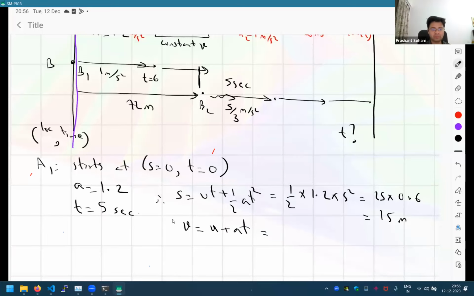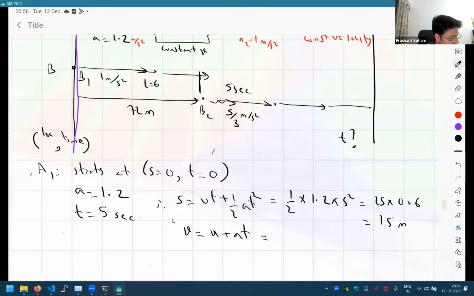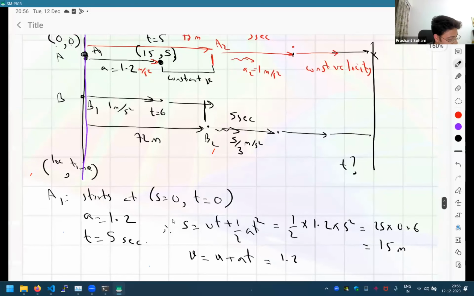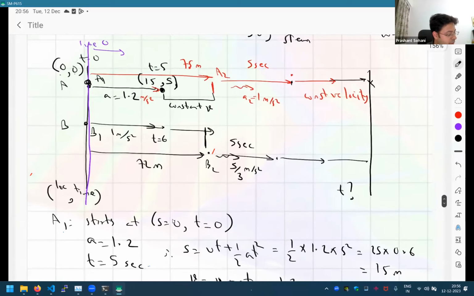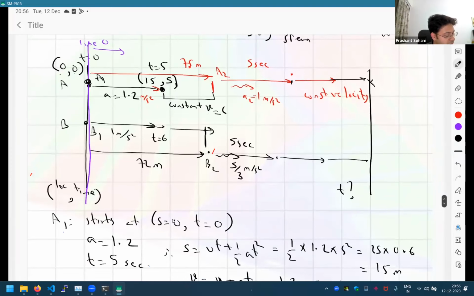So actually, I find this to be a very boring question. But anyway, let us finish it quickly. So 1.2 meters per second square for 5 seconds, so he is going to pick up a velocity of 6 meter per second. So at this point, we also know the velocity, right? This velocity is 6 meter per second, right?